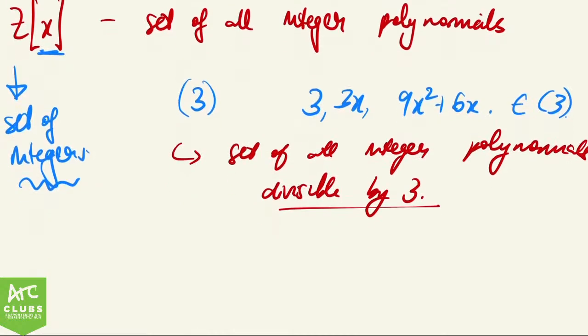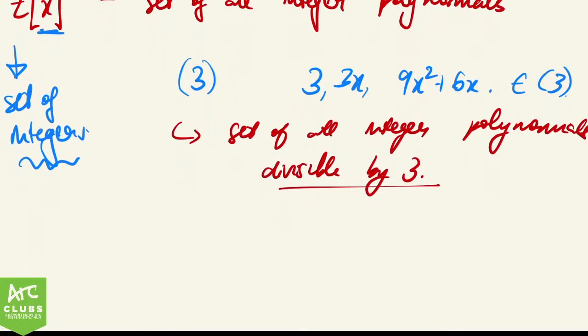All right, so let's go back to this. You can also have an ideal generated by 2 elements. So like (3, x) is the ideal generated by 3 and x.